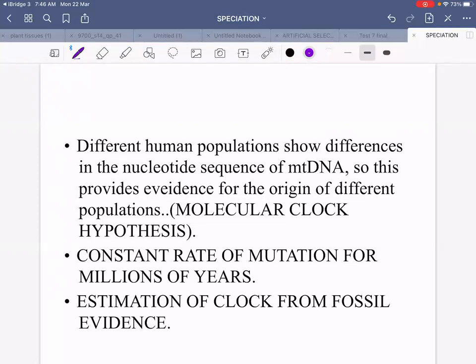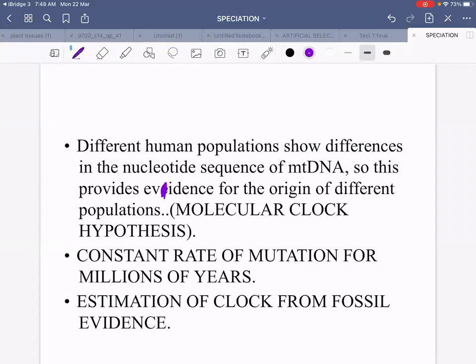Constant rate of mutation for millions of years, estimation of clock from fossil evidence. These are all assumptions. No conclusive evidence has been given for all these. All these assumptions have not been proved, because it's just a hypothesis, right? Yes, this says that there are many assumptions which are already made. First of all, the first assumption that whatever changes are happening, they will happen at the level of the mitochondrial DNA due to mutation. And then this rate of mutation is also constant, and not only constant for 1 year, for millions of years.